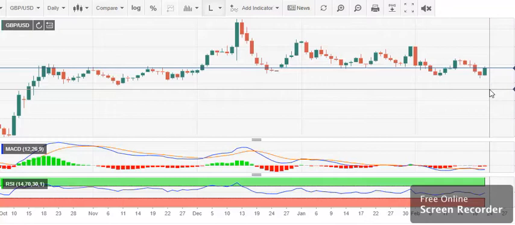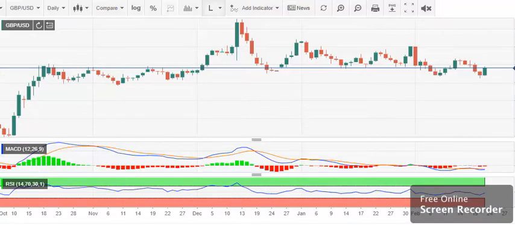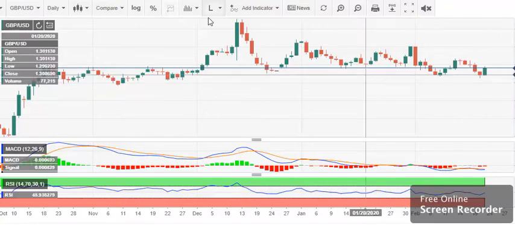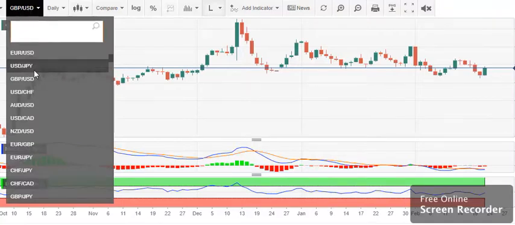Below 1.27 mentioned earlier, the next cushion is only at 1.2590. So there will be a bearish trend in GBP/USD. You can open a sell position at this moment, so you can earn a good amount of pips out of GBP/USD. Next, move on to the USD/JPY currency pair.